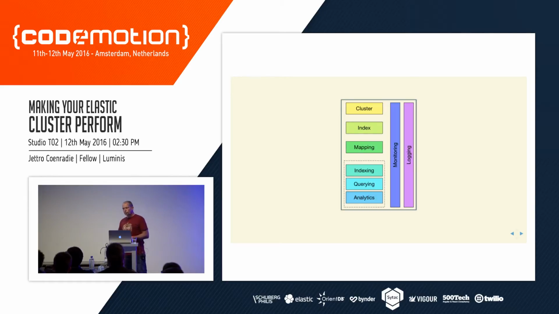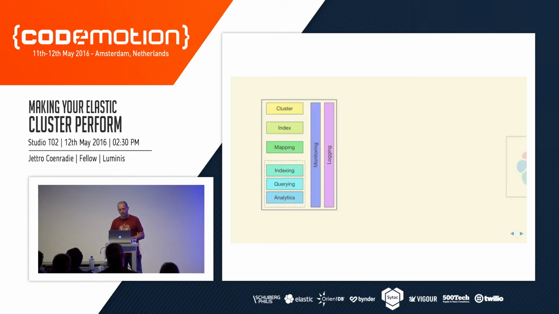If you want to go into production, there are a lot of things you have to think about and make choices for. These are the subjects that I want to touch today, because it's just 35-40 minutes. I cannot touch them very deeply, but at least I want to give you an idea of where you need to change things and what you need to think about. So we touch the cluster installation and configuration, we go to the index and the mapping, and then we touch indexing, querying, analytics, and some tips there to get better performance. And to check whether your cluster is running, we go a little bit into monitoring and logging.